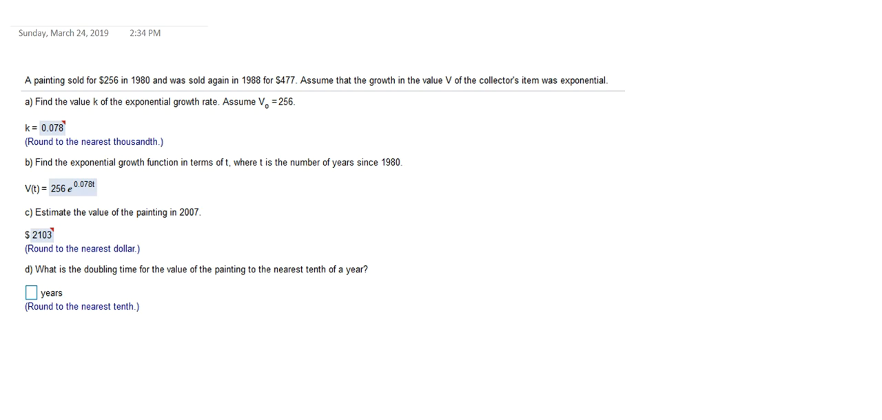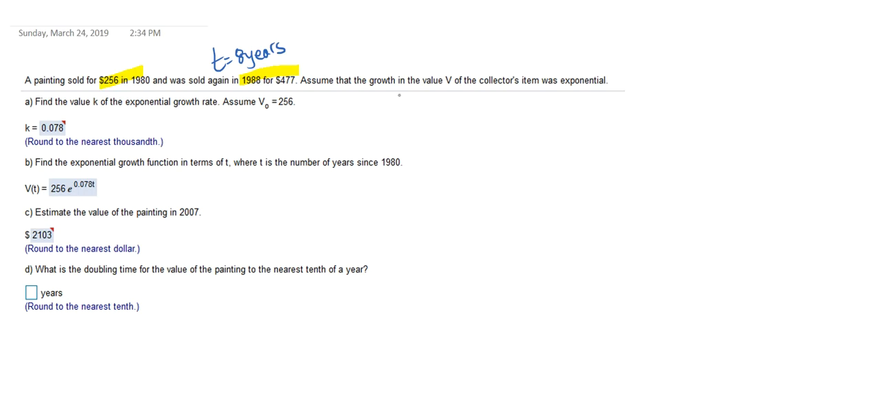So in this example, we are told that a painting sold for $256 in 1980 and was sold again in 1988 for $477. So we do need to determine the difference in time, subtracting 1988 minus 1980. So the time difference is 8 years later.